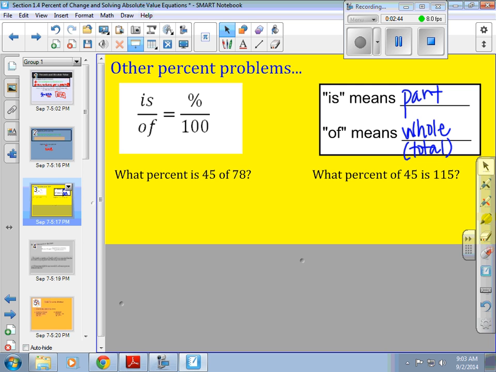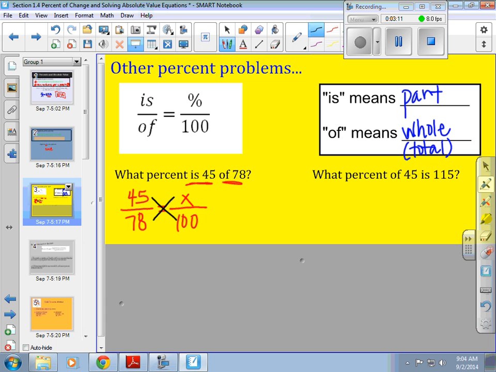Okay. So let's go ahead and look at this. What percent is 45 of 78? So if I use my proportion, I can set it up. It says is 45, so 45 over 78 equal to, well, now we're trying to figure out what percent. So I'm going to use x for the percent out of 100. Then what you would need to do, cross multiply and divide.